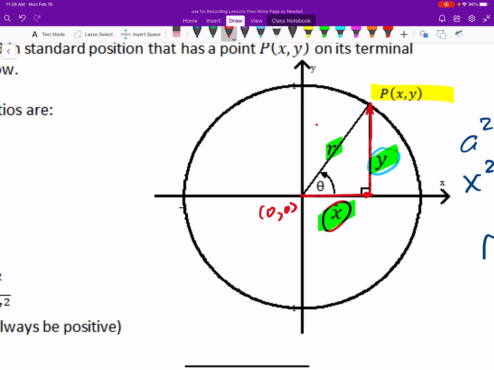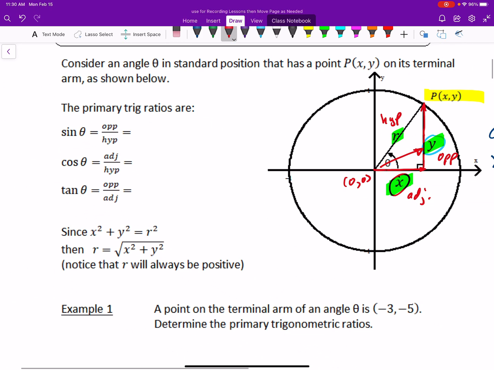And that's good because the radius is our hypotenuse. The opposite side, as I'm sure you know, is over here. That's y, opposite from our angle, which is always at the origin. And x is the adjacent side. So I've got three side lengths to choose from to make trig ratios, and all I needed to know was a point on the xy Cartesian plane.